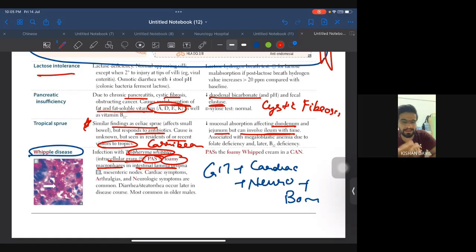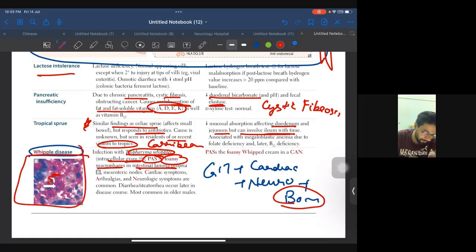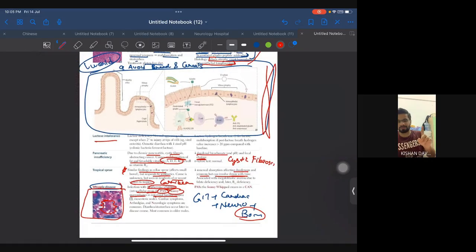See, with GIT there is cardiac involvement, neuro involvement, and bony involvement. Most commonly they will give you the bony involvement, like arthralgia. Okay, so PAS positive is very important, and foamy macrophages. They might give you this image also. See, this is very foamy. All right, so that's all for the malabsorption syndromes. Focus more on celiac and second, Whipple disease. That's it.